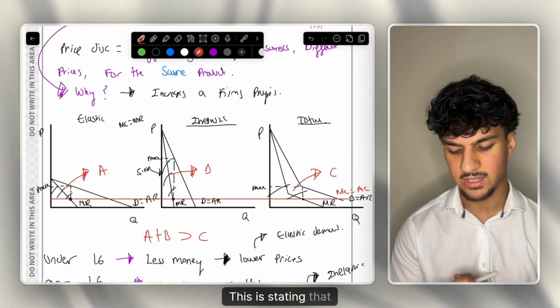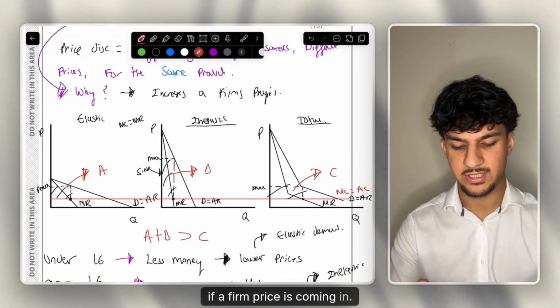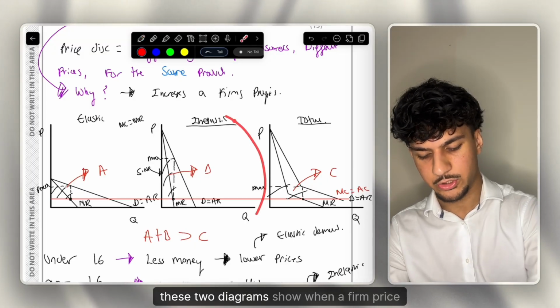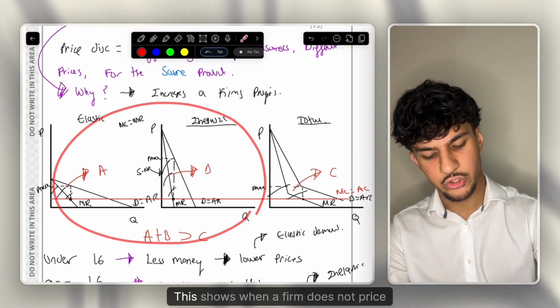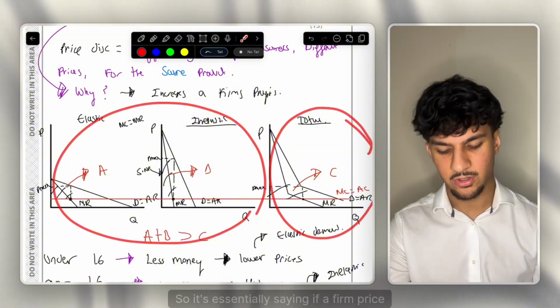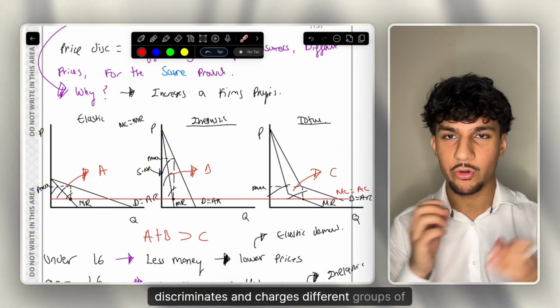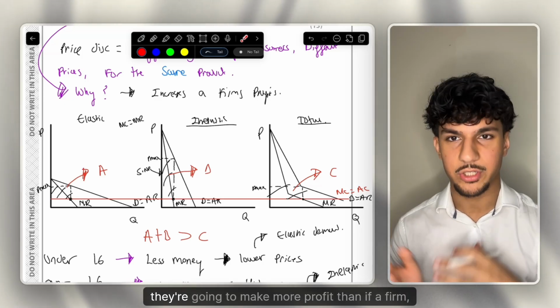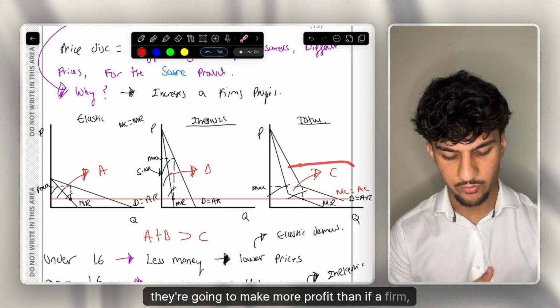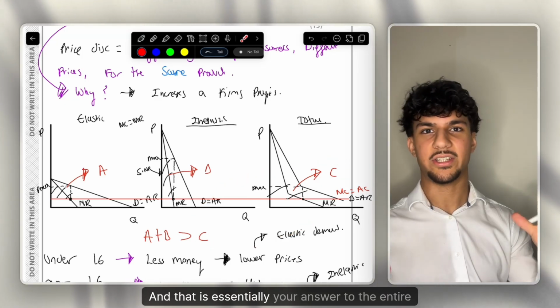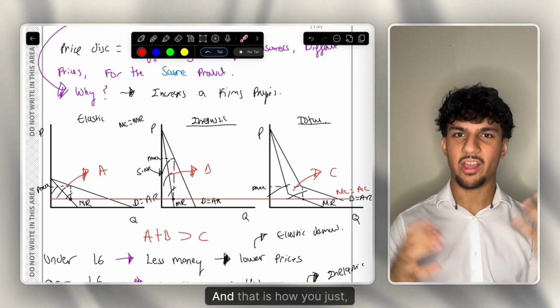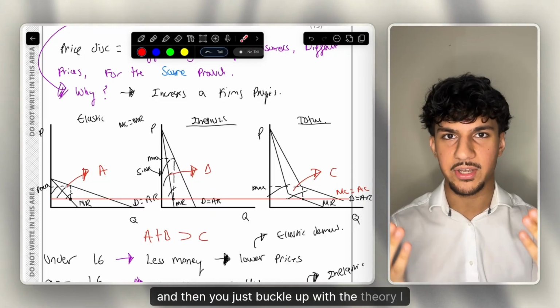This is stating that if a firm price discriminates, so like I said, these two diagrams show when a firm price discriminates, this shows when a firm does not price discriminate. So it's essentially saying if a firm price discriminates and charges different groups of consumers different prices, they're going to make more profit than if a firm does not price discriminate. And that is essentially your answer to the entire question. And that is how you back that up with the theory I explained.